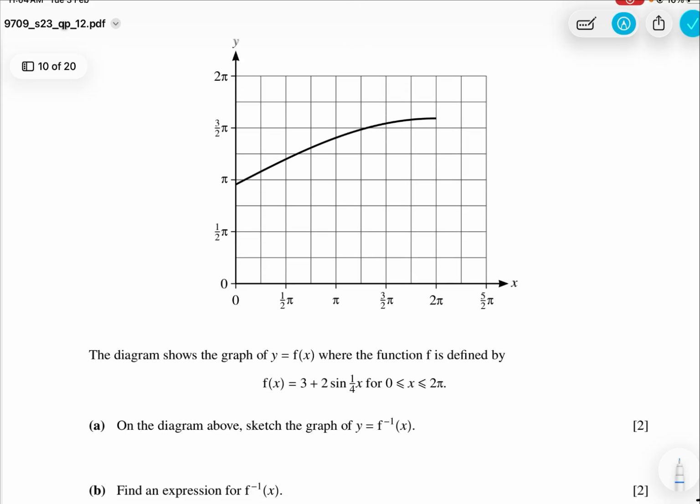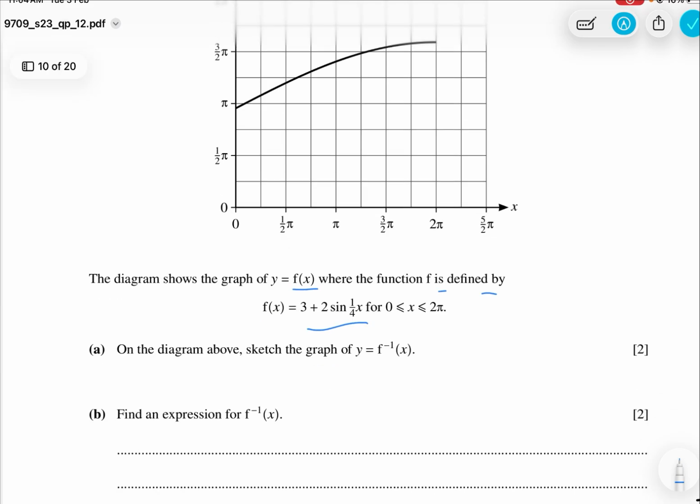Look at this question now. The diagram shows the graph of y equals to f(x) where the function f is defined by this one. On the diagram above, sketch the graph for f inverse x. All right. So we have to sketch the graph for f inverse x.